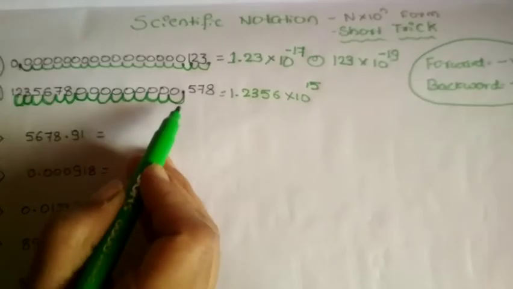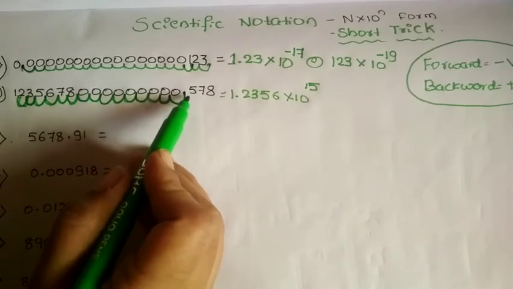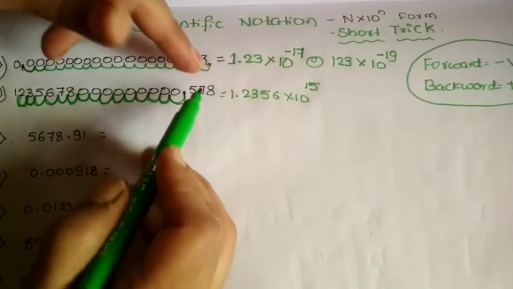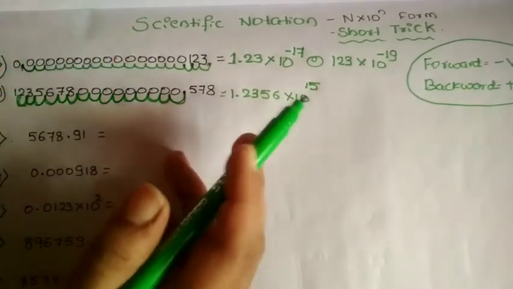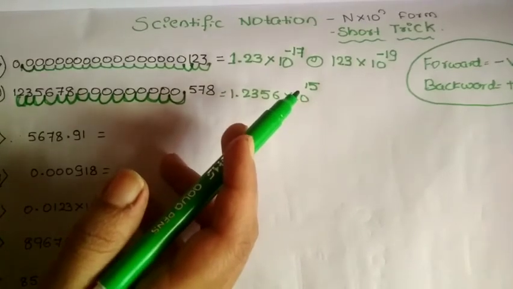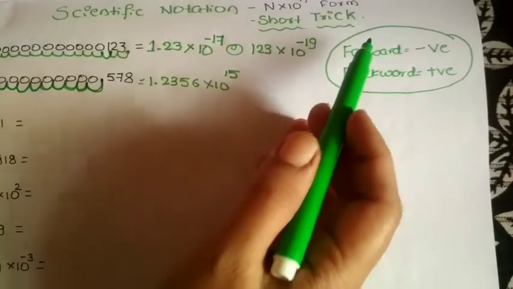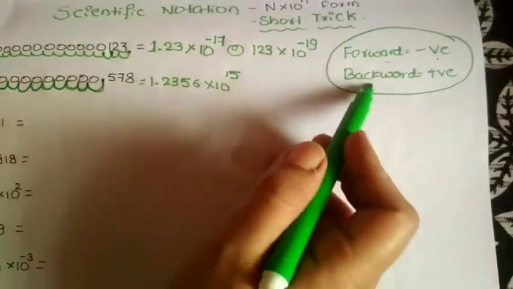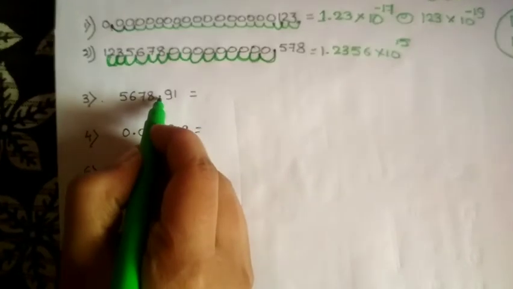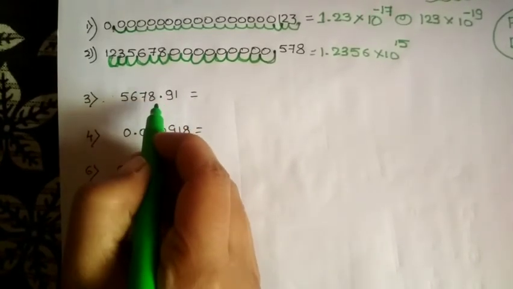It depends on you where you are going to stop the decimal point. Wherever you stop, that many places it has crossed, that much power should be written over here. Okay, similarly let us go with some more, and you have to remember the trick again. Forward means negative, backward means positive. Now I'm going to shift the point backward. Obviously I want to write it in the simplest form.